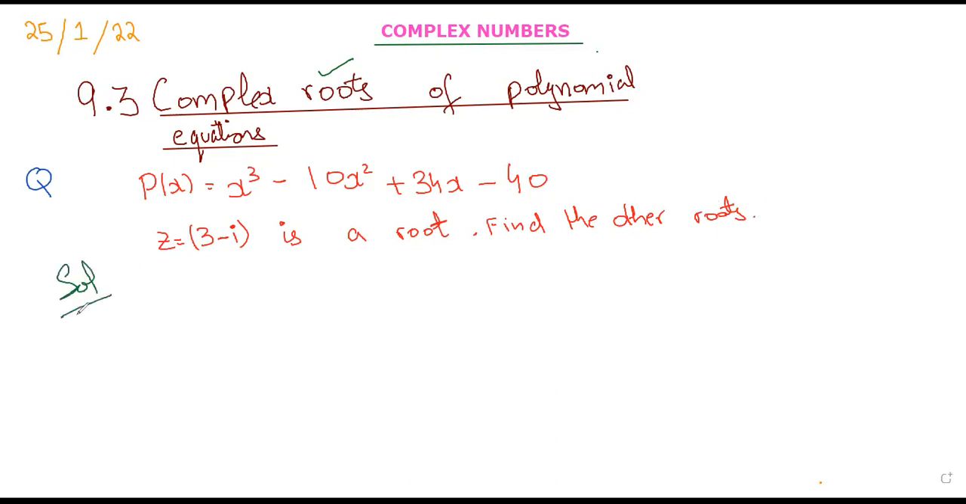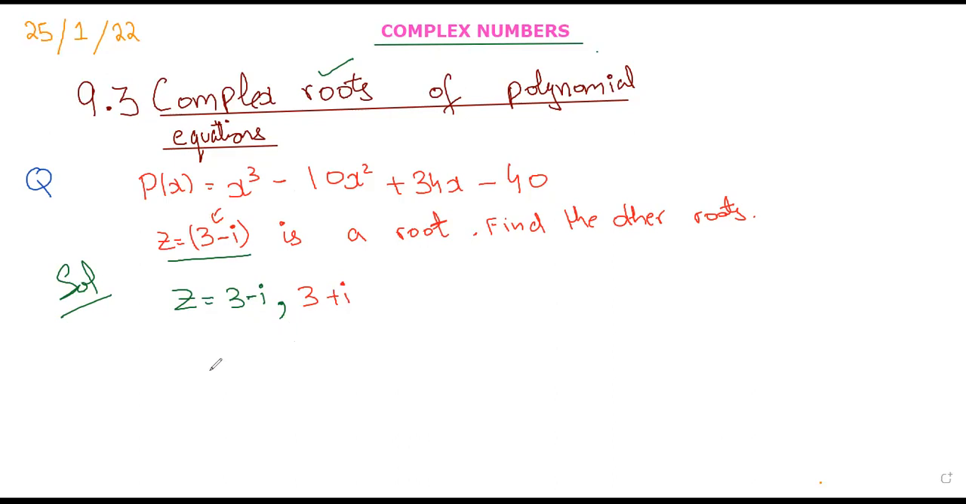Now you have been told that z equals 3 minus iota is a root, right? As soon as you read this, what do you understand? What else are you going to have as your root? 3 plus iota. Very good. Because the conjugate of this z would also be a root, right? So we are clear with this. Now what is the next step?